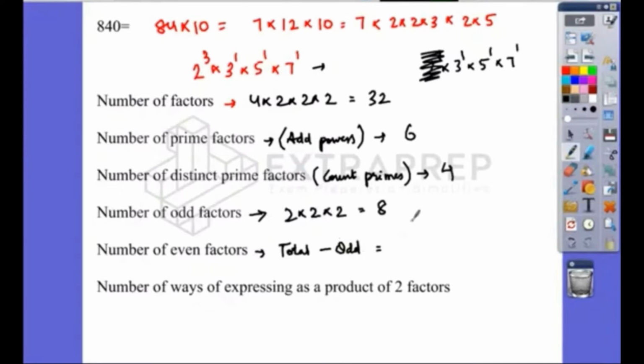Finding even factors directly is difficult. So what we do is total minus odd factors, and you will get the answer as 24. That's the number of even factors.